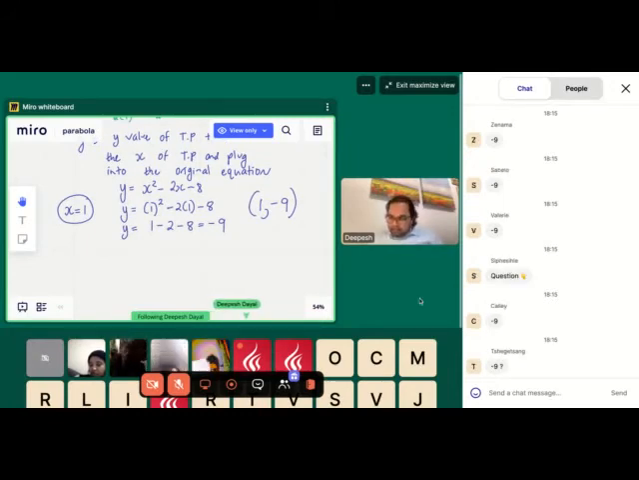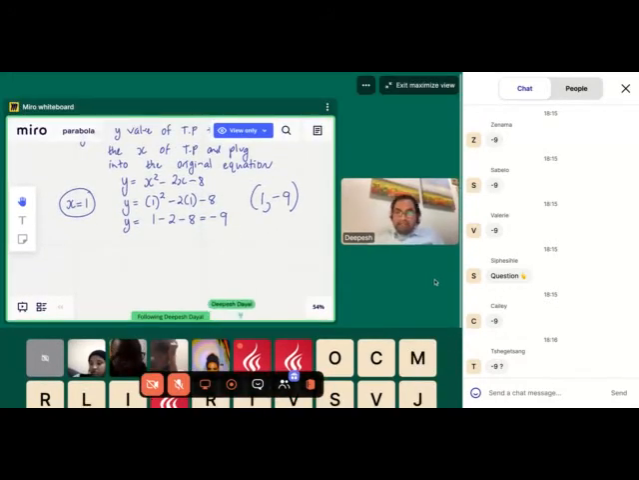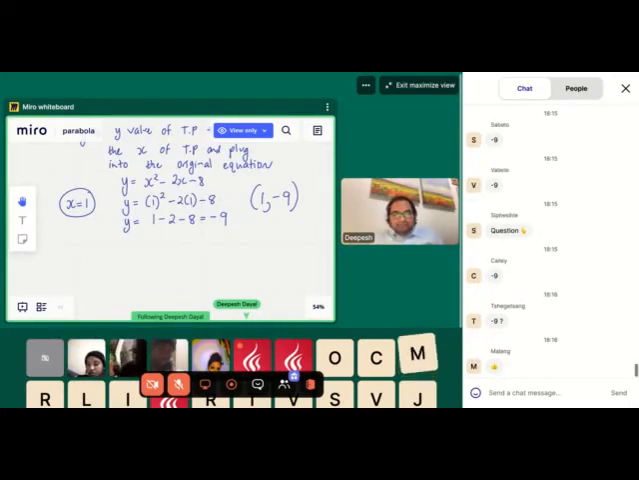So we've got, yes, that's right, Cheketsang, 1 and minus 9 is our turning point, right? So we've got our x-intercept, we've got our y-intercept, and we've got our turning point. 3 components to this, right? So we can now draw a graph, right? Are you all ready to draw the graph?